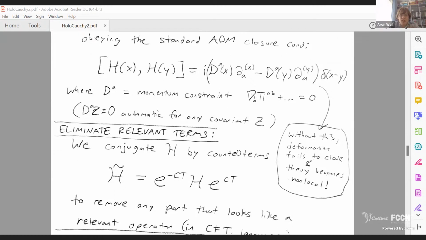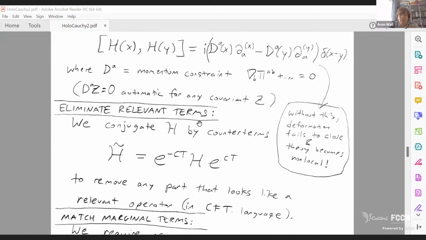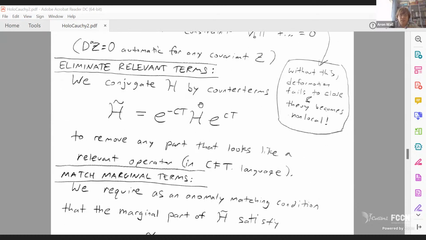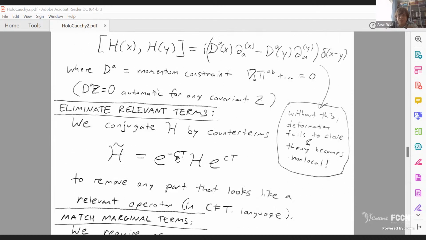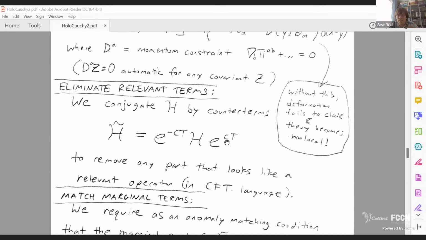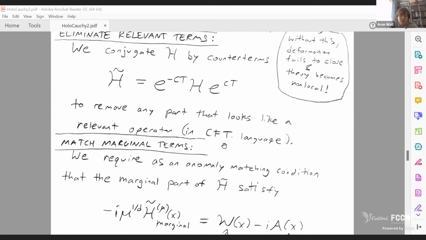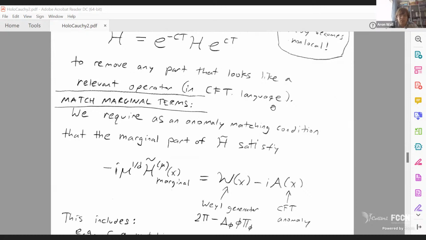Okay, so now what you do, starting with this Hamiltonian constraint, there's a procedure for acting with a counter term. So you have to look at all the terms of the Hamiltonian constraint, and if you reinterpret them as CFT variables, some of them will look like relevant things, some will look like marginal things, and some will look like irrelevant things. You've got to conjugate it by a counter term to get rid of everything that looks like a relevant thing. It's just like a field redefinition.